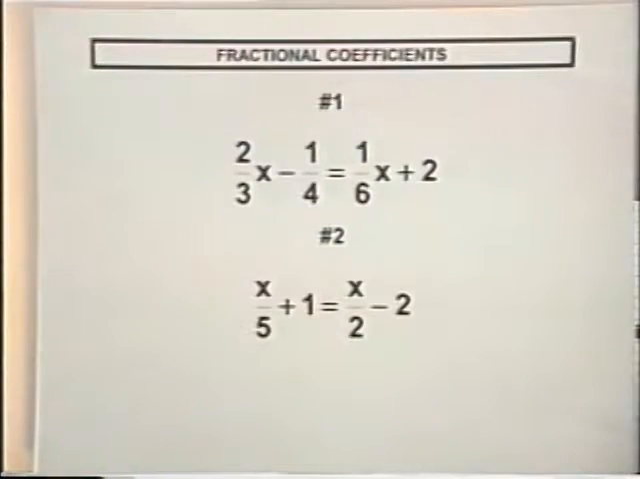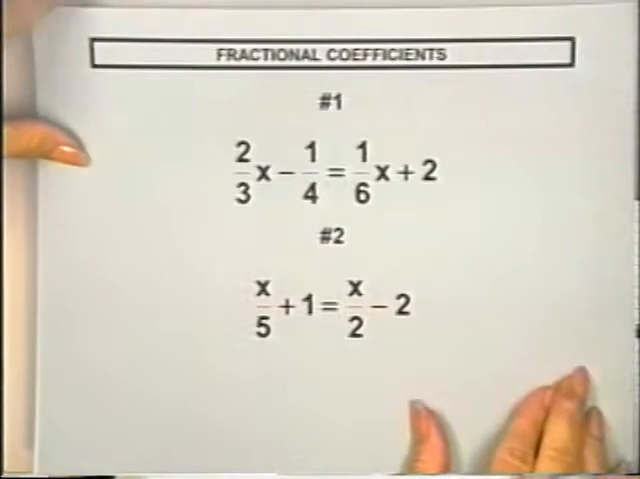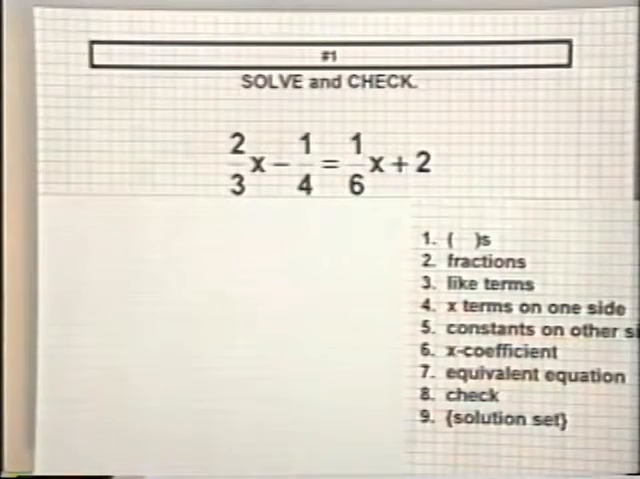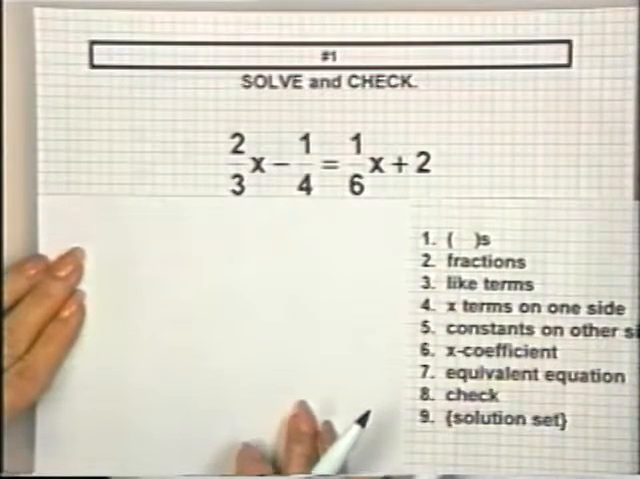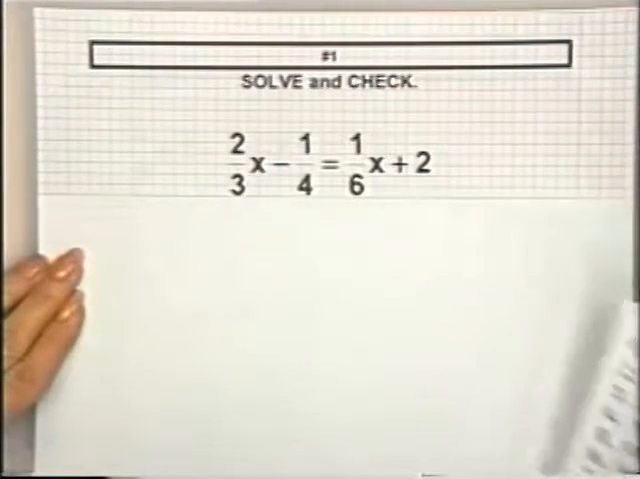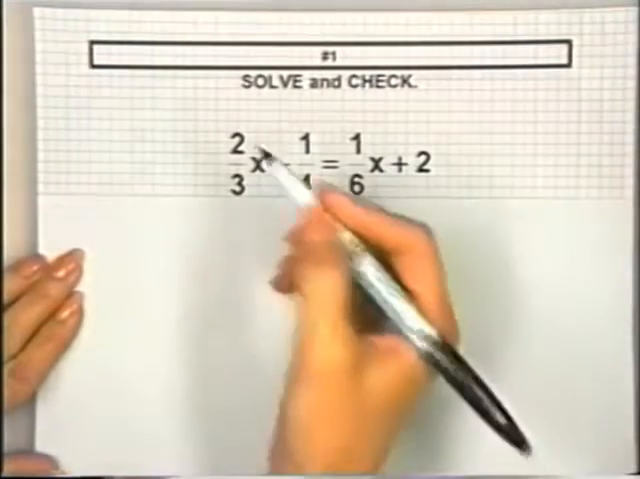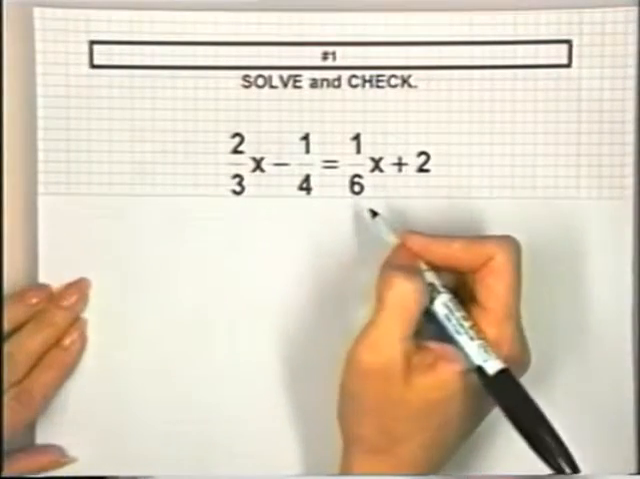Fractional coefficients. Here are the equations I shall solve in this set of problems. Problem number 1, solve and check. It is a linear equation. I want to follow my steps. I'll look for parentheses and there are none, but I do have fractional coefficients. To get rid of the fractional coefficients, I will multiply both sides of the equation by the LCD. The LCD of 3, 4, and 6 is 12.